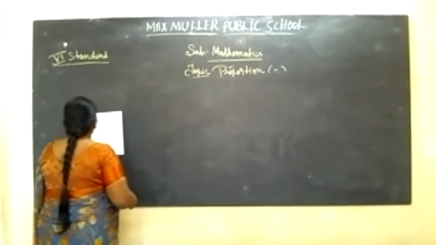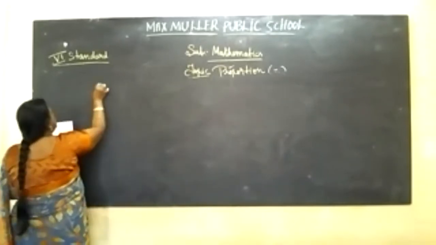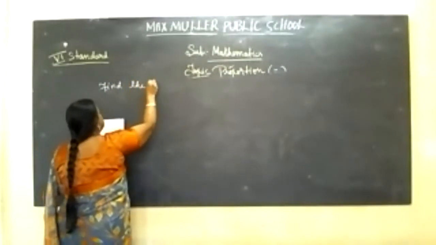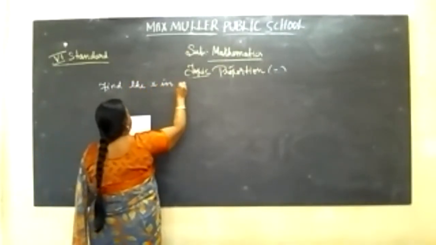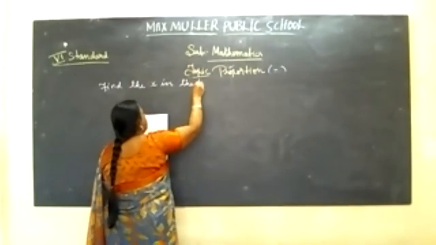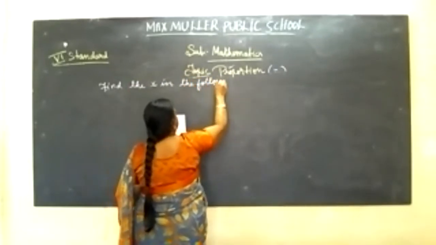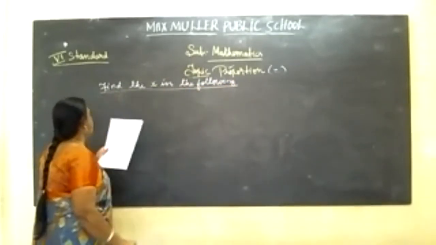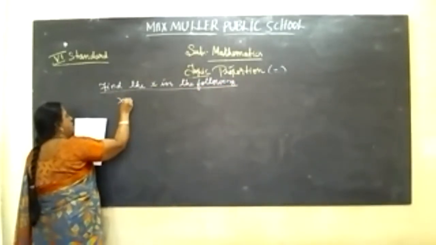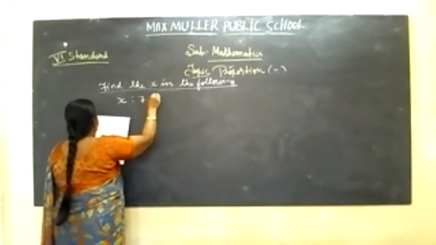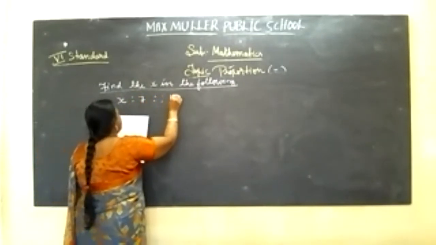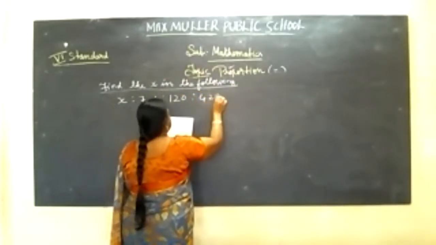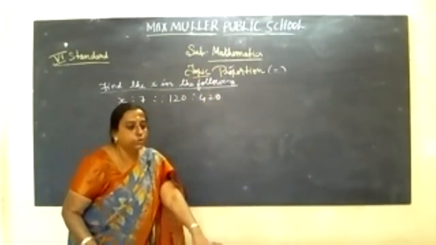Here, find the x in the following. X is a missing number. That means one number is missing in the ratio. You should find the value of x. See here, x is to 7 in proportion to 120 is to 420. Listen to the question carefully.